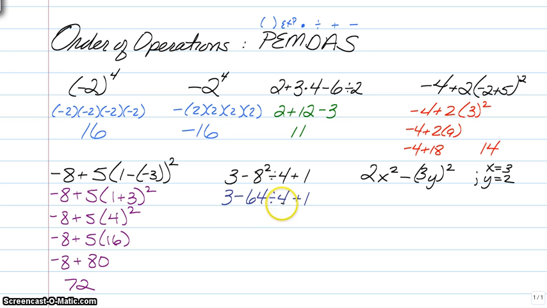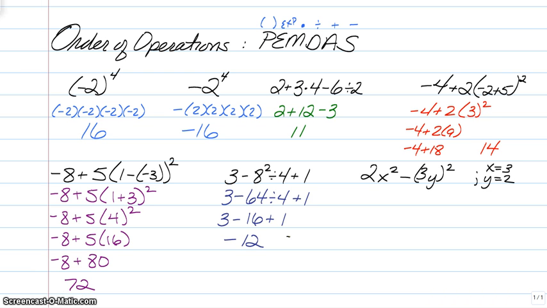Now we get to division. Division comes before addition or subtraction. So 64 divided by 4, that's going to give us 3 minus 16 plus 1. And now addition, subtraction, you just work left to right. So we're going to have 3 minus 16 and then plus 1, which is going to end up giving us -12.